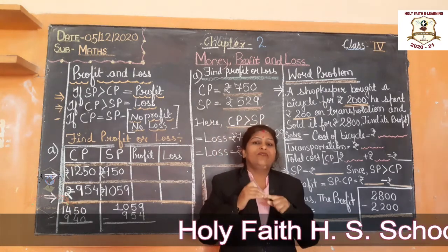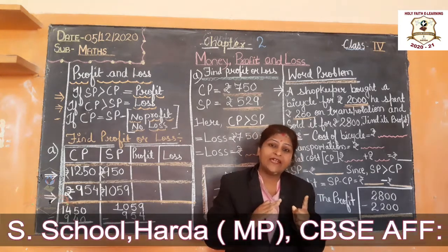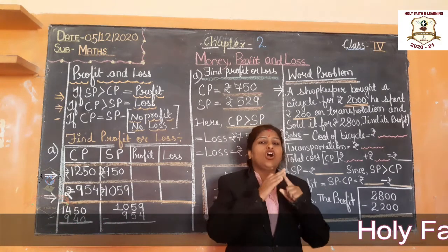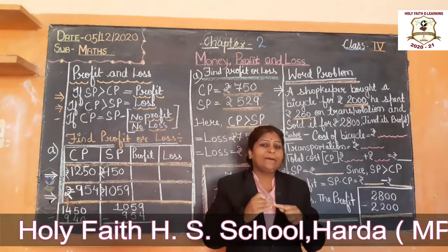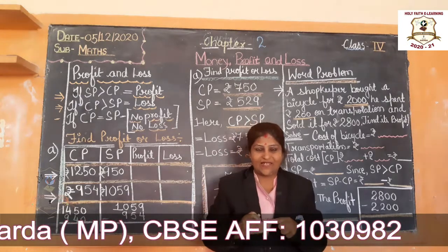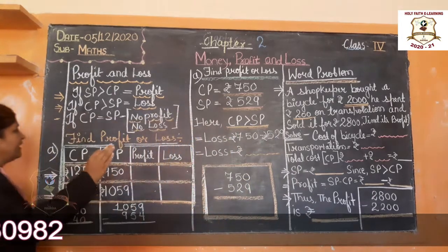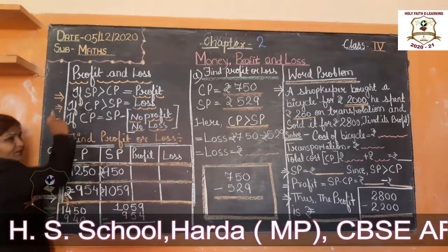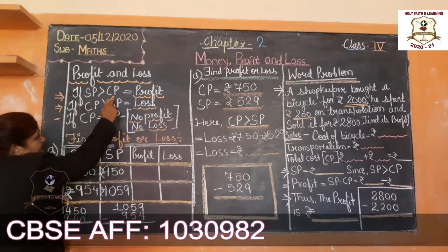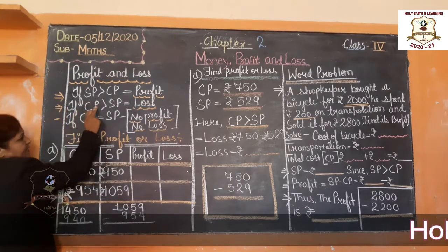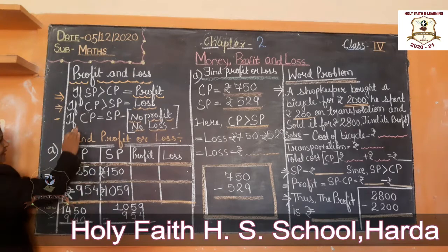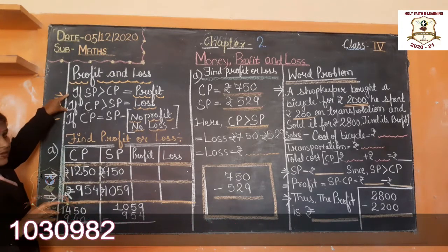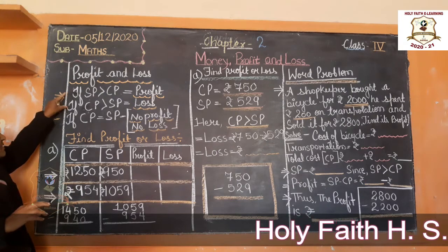Whenever selling price is greater than cost price, the shopkeeper makes a profit. Whenever the cost price is greater than selling price, the shopkeeper has a loss. So by this, students, we can understand: SP is the short form of selling price. When SP is greater than CP, it is profit. When CP is greater than SP, it is loss. And when CP is equal to SP, there is no profit, no loss. Always remember this thing.